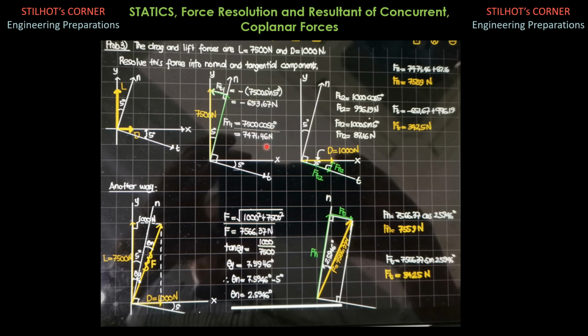7,471.46 newtons, while the tangential component of force, which is opposite to 5 degrees, is negative, so it is negative of hypotenuse 7,500 times sine of 5 degrees, and that is negative 653.67 newtons. Let's now proceed to the drag force, and let's resolve it into tangential and normal components.